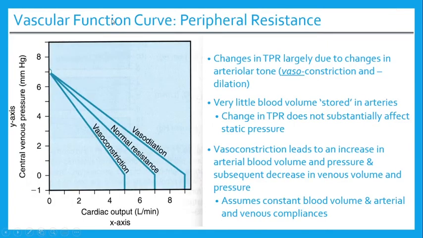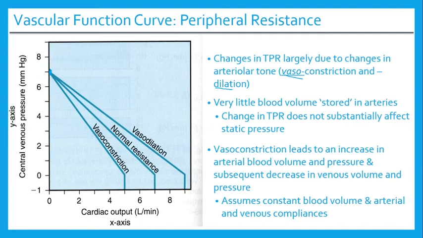To wrap this up, let's talk about the changes that the arterial circulation, changes in vasoconstriction and dilation or peripheral resistance, can have on this vascular function curve. So remember that there's very little blood volume that's stored in the arteries. Again, most of it is stored in the venous circulation. So when you have a change in total peripheral resistance, either vasoconstriction or vasodilation, you're not going to see big adjustments in the static pressure, right?